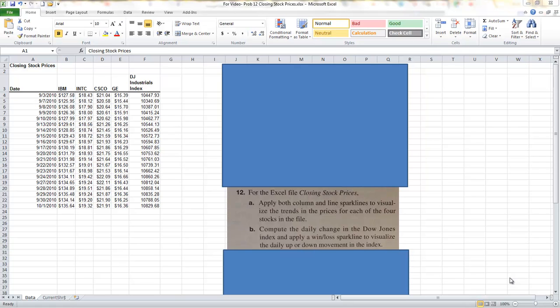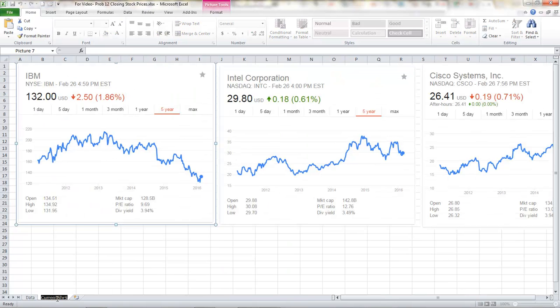So the first part of it is we're looking at some stock values from 2010 in the September time range, through September into the beginning of October, and we have the share prices for IBM, Intel, Cisco, and GE in here. And I thought it would be interesting to go in and get a current pricing. What's the spot price on these shares? I took a look online. Let's take a look at how things have changed over the last 5 years.